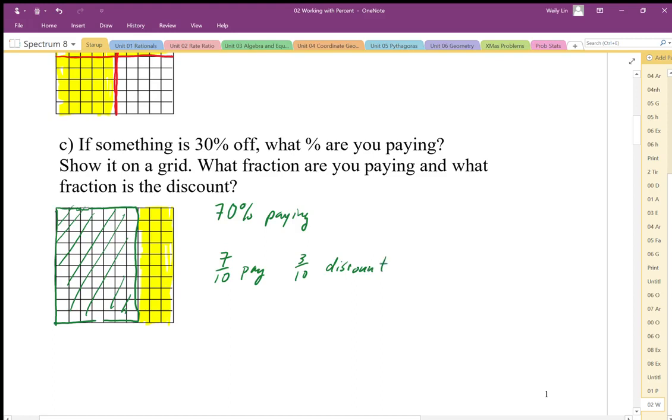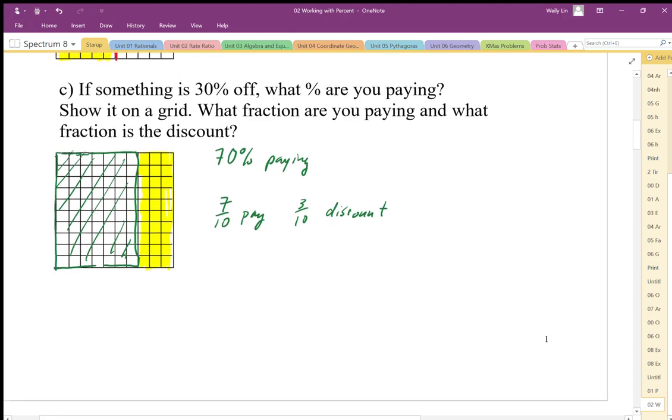Okay, so it's important that we have these fractional pieces of the parts of paying parts, discounts parts, because again, if we can express these in a fraction, we have our times, divide, multiplier pieces. Okay, and this is going to help us with our calculations.